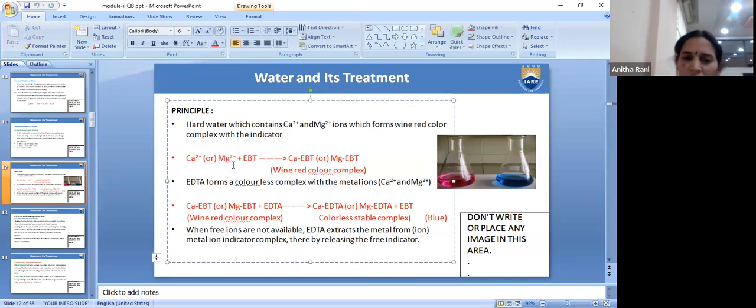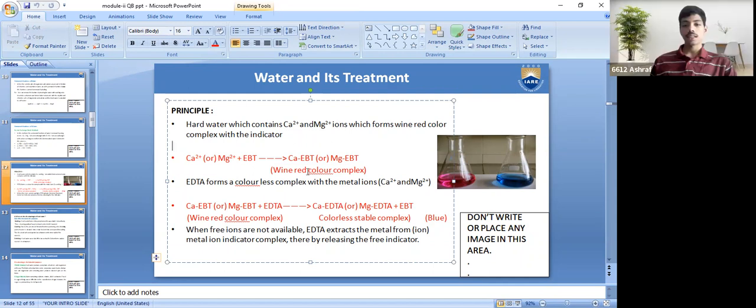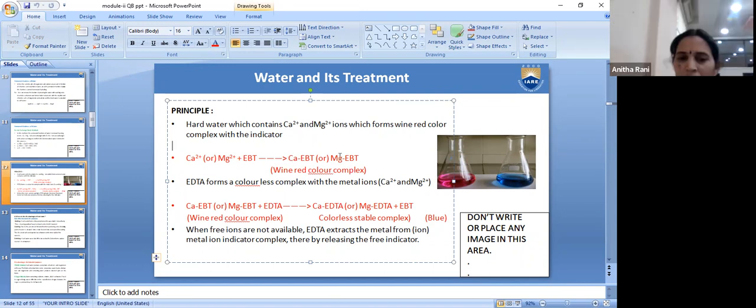First we take hard water. We add EBT. So what is forming in water? A violet color complex is formed, that is the formation of calcium EBT and magnesium EBT complex. If calcium and magnesium are present in water, you will get this violet color. Otherwise, which color will you get? Blue color, because EBT is a blue colored indicator. So if calcium and magnesium are present, we get a calcium EBT or magnesium EBT complex, and the color we get is violet.